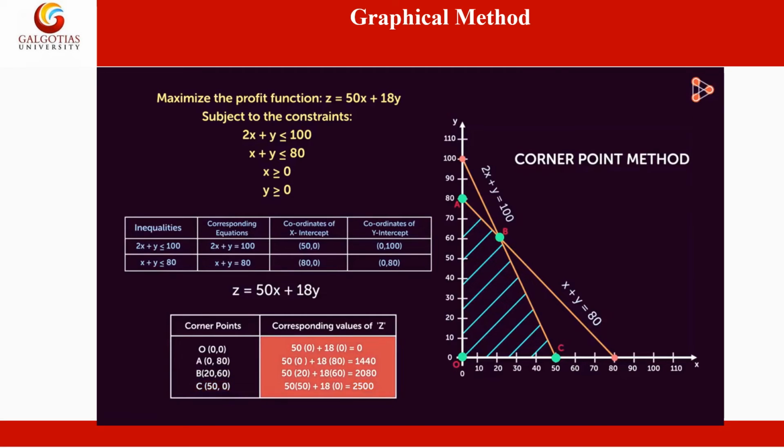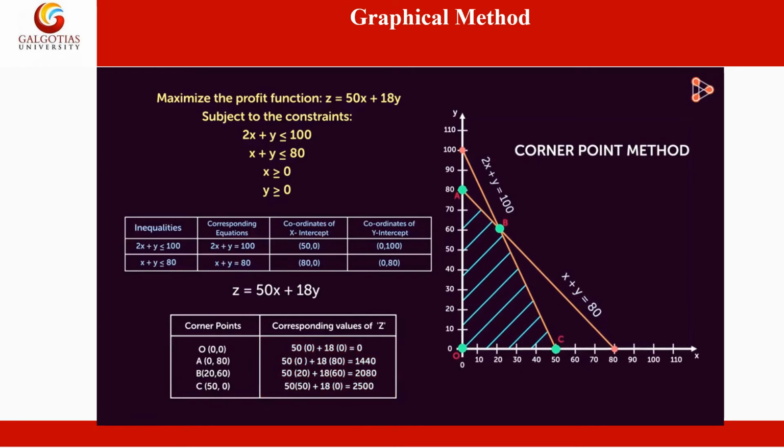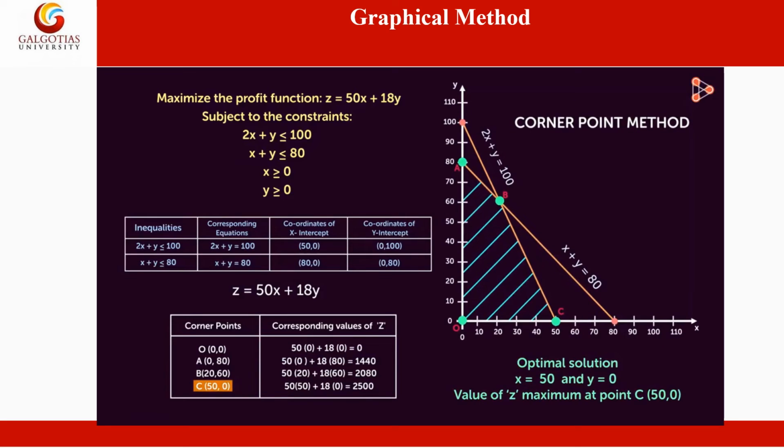So we have all the four values of z at the corner points of the feasible region. Since our objective is to maximize z, the optimal solution lies at point C (50, 0) because the value of z is maximum at point C. This is how we solve a linear programming problem graphically.